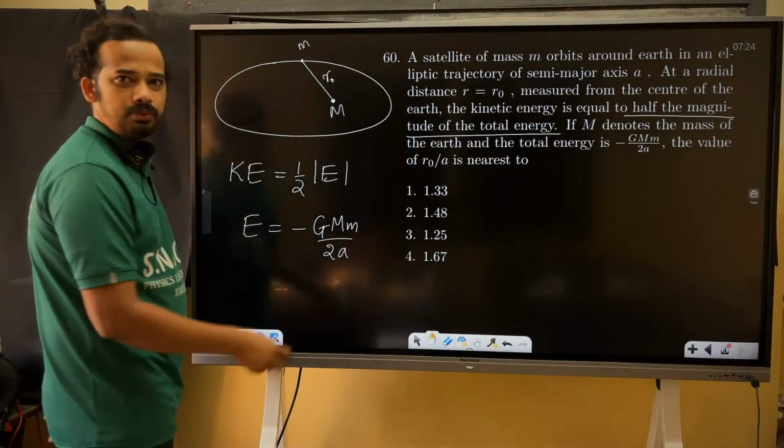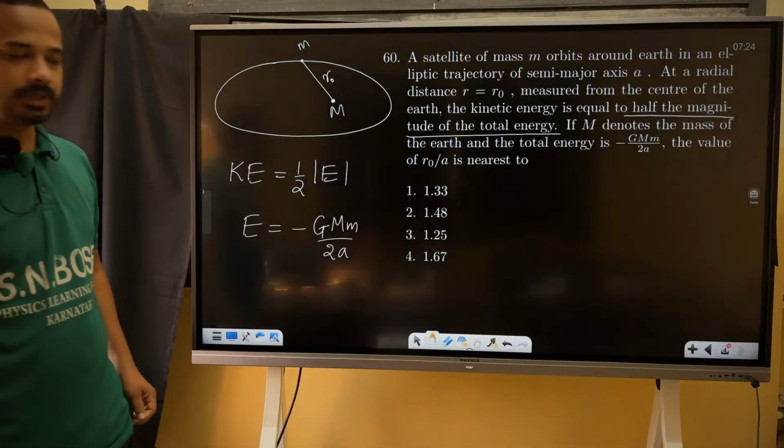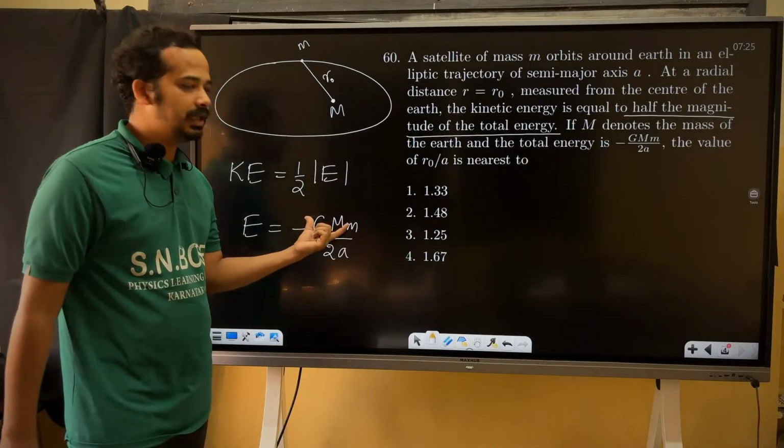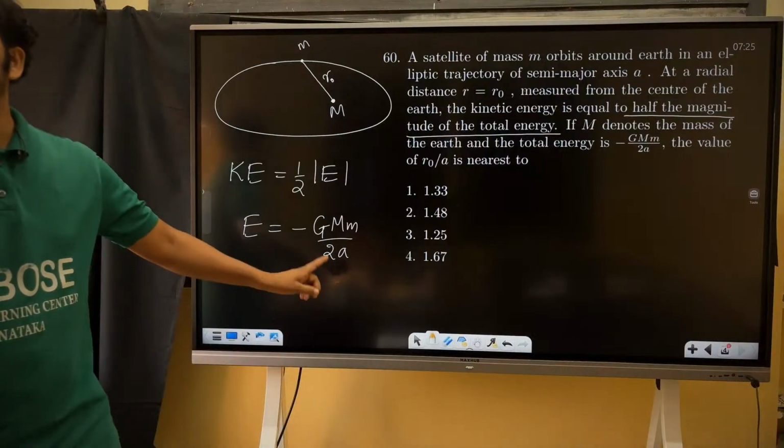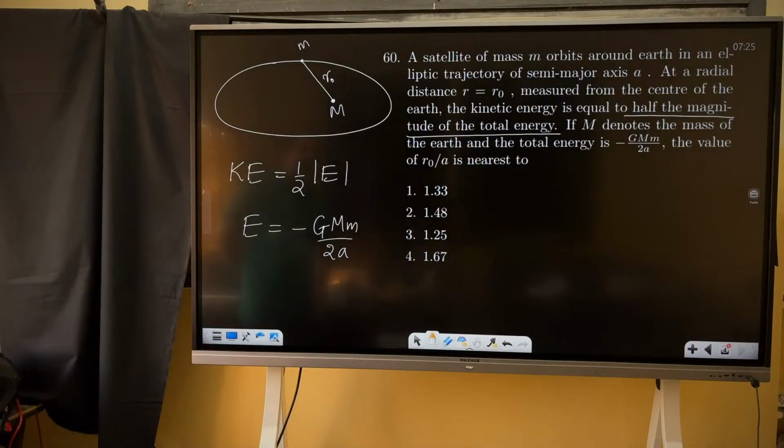I think this one we proved actually, for elliptic orbit. I think we had k by 2a or something. Here a is the semi-major axis. Then the value of r naught by a is nearest to.